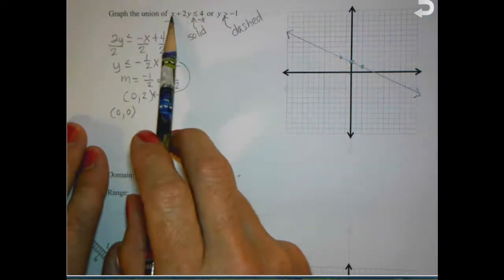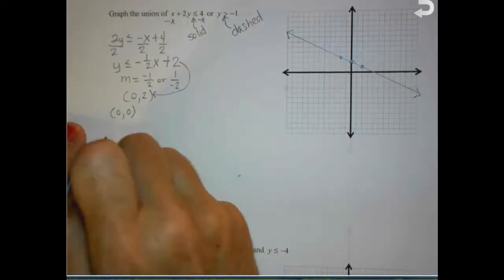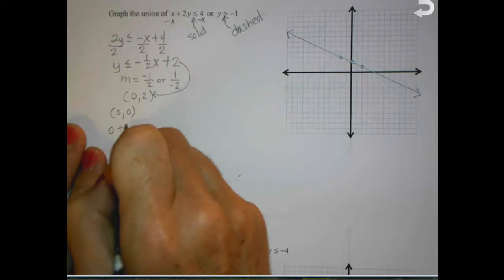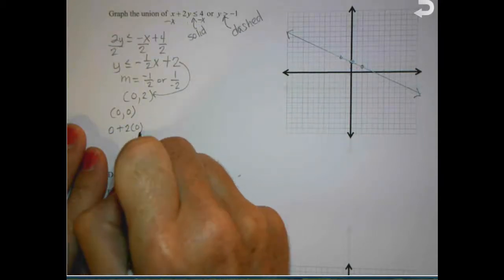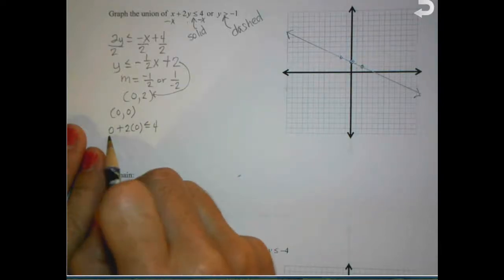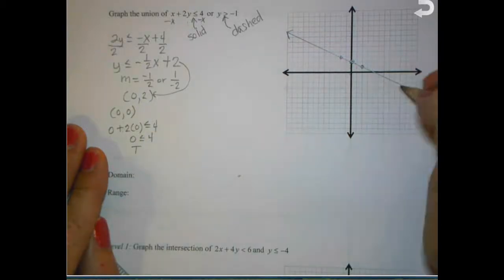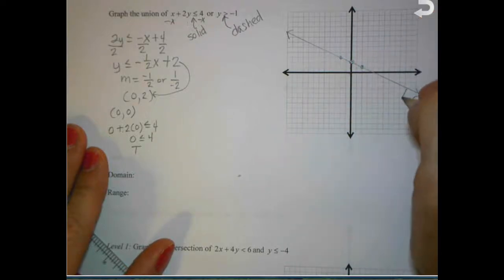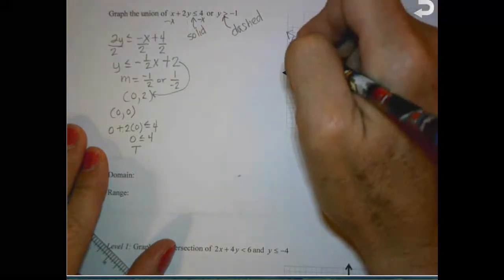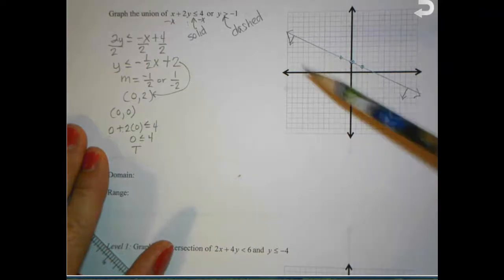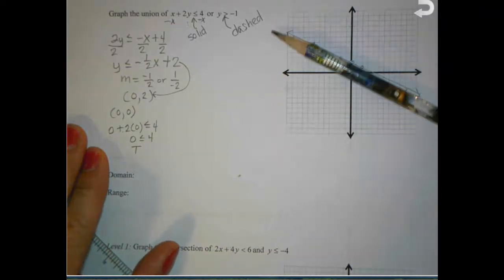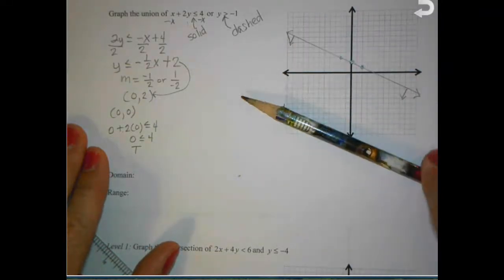So in the original equation, I'll put in 0 for the x plus 2 times 0 for the y is less than or equal to 4. And I end up with 0 plus 0, so 0 is less than or equal to 4. And that's a true statement. So I'm going to put 2 arrows. I need to include this point (0, 0), so I put a little arrow here and a little arrow there. So for this line, I should shade in the downward direction.